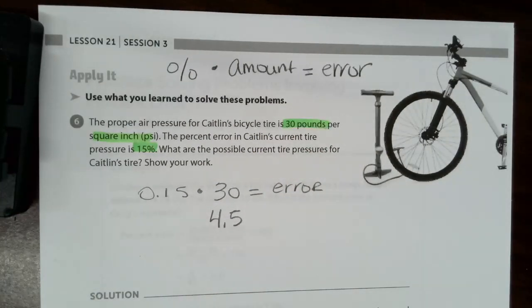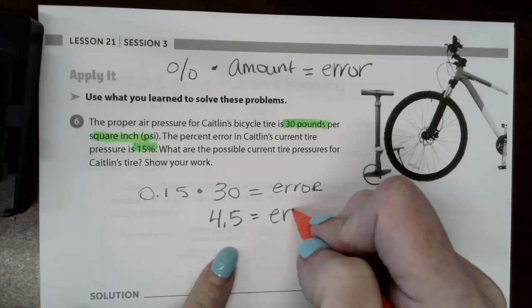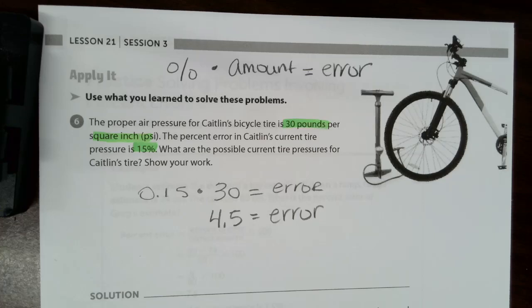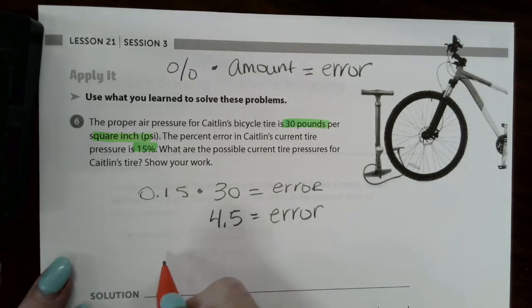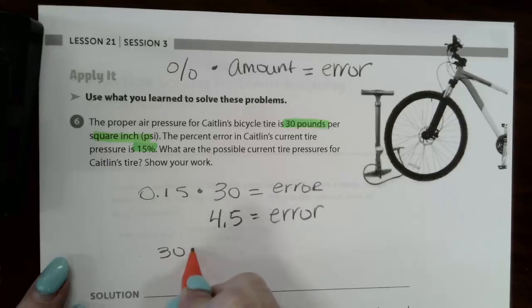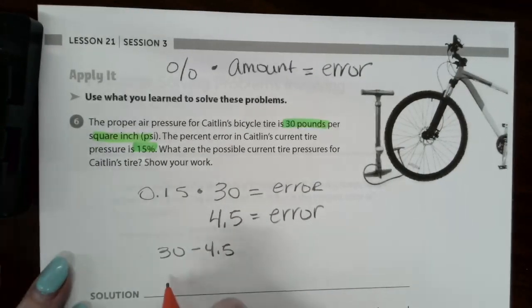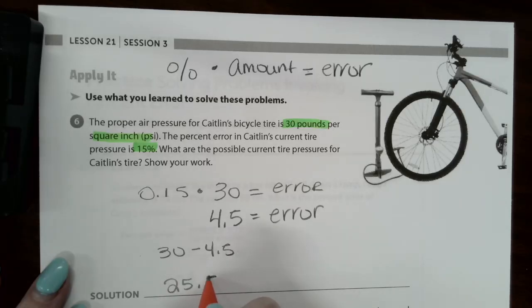Now, here's the tricky part. This is the error. That is not how much her tire actually has in it. So she is going to be off. Her tire pressure is going to be off by 4.5. Now, there's two possible answers for this, because you can have too much air in your tire, or you could have not enough air in your tire. So for the not enough air, I would do 30 minus 4.5. And that gives me 25.5 pounds per square inch.